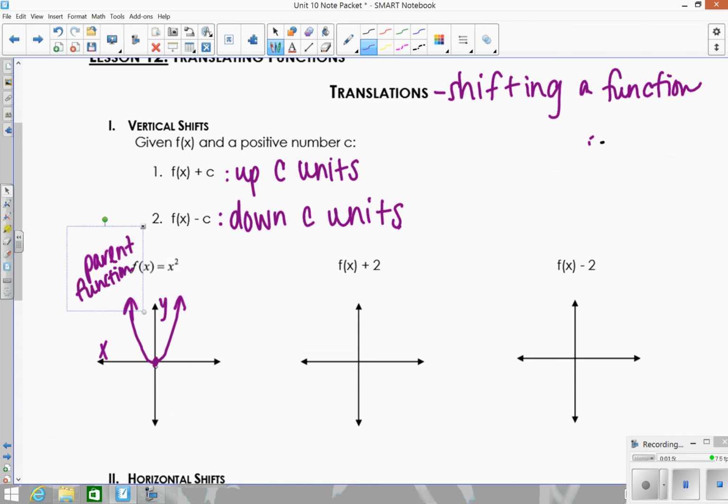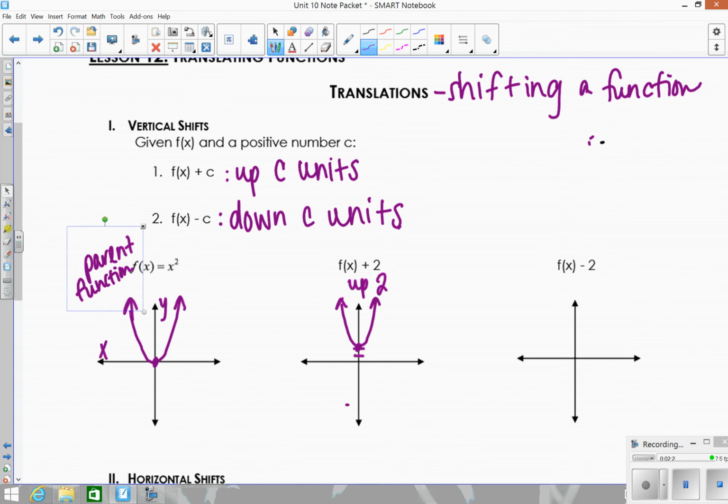So basically, if you look at this one, since the +2 is at the end, this means I'm going to be going up 2. So I'm going to take this vertex, which works as one of my key points, and I'm going to move that up 2 units, and that's where my parabola is going to go. So the parabola is going to stay the same shape and size. The only difference is it's going to move up. So these parabolas are actually the same. I'm just shifting it. I know my drawings don't look perfect, but you get the idea.